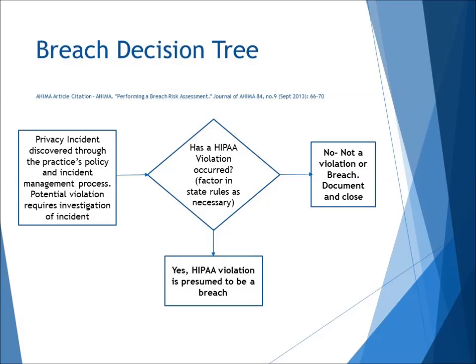So let's talk about how we make these decisions on how we're going to do notification of a breach. Your first step here is really about incident management and how you're reporting those types of things. We're going to talk about that in a little bit. But so there's an incident and someone reports it and it has a potential violation. So the first question that you ask is, has a HIPAA violation occurred? And state rules may apply as well.